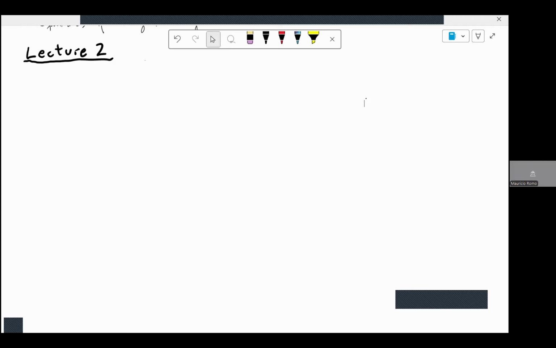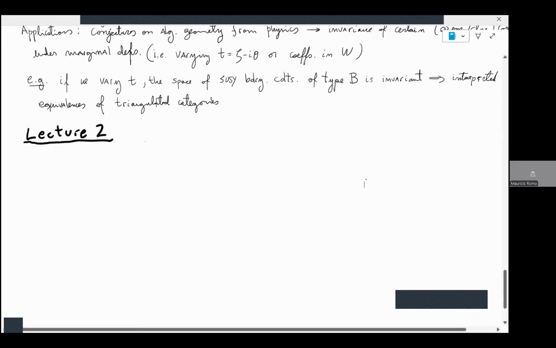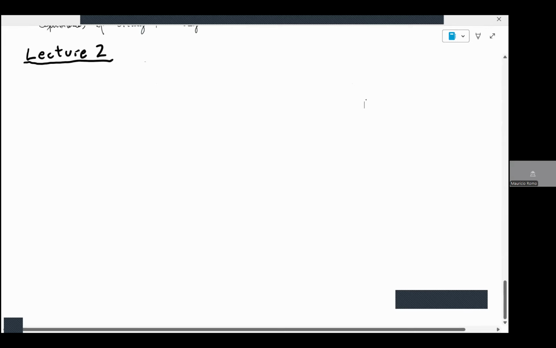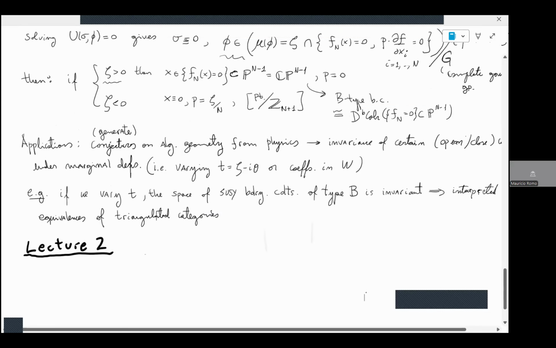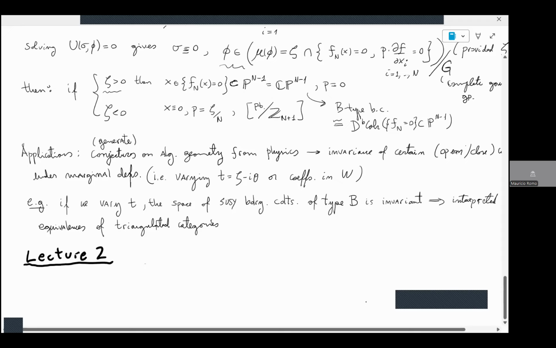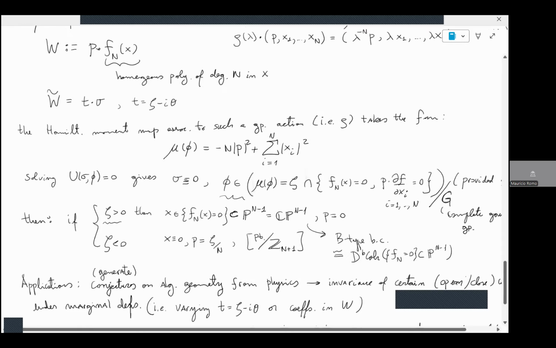Thanks a lot, Nana, for such a nice introduction. Okay, so I will continue more or less where we finished yesterday. Yesterday we gave some introduction to these gauge linear sigma models, very basic ones. So I will start by reminding you a little bit of the example we did to illustrate how gauge linear sigma models are related to geometry.